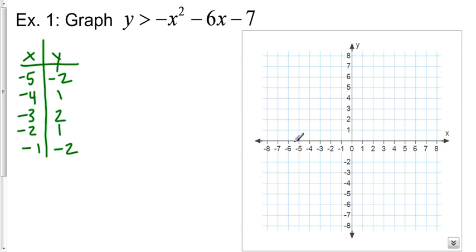Okay, so let me put these points on my graph. (-3, 2), there's the center. (-5, -2), (-4, 1). I guess I didn't go in order. And then I've got (-2, 1), (-1, -2). And if I wanted to go one point further, I know that -7 is my y-intercept. Okay, so here's the parabola. It's upside down because I have a negative x squared. Those are things we know. Because the symbol is strictly greater than, I'm going to make this parabola dashed.